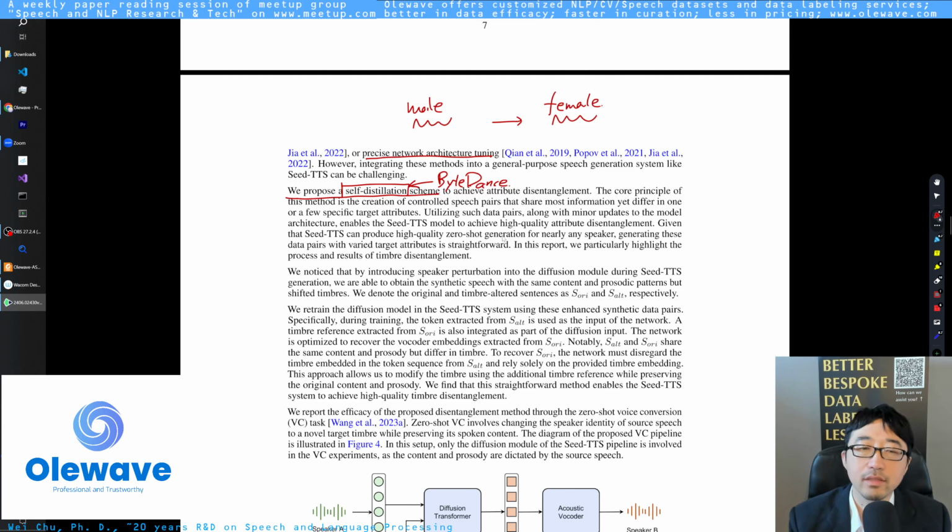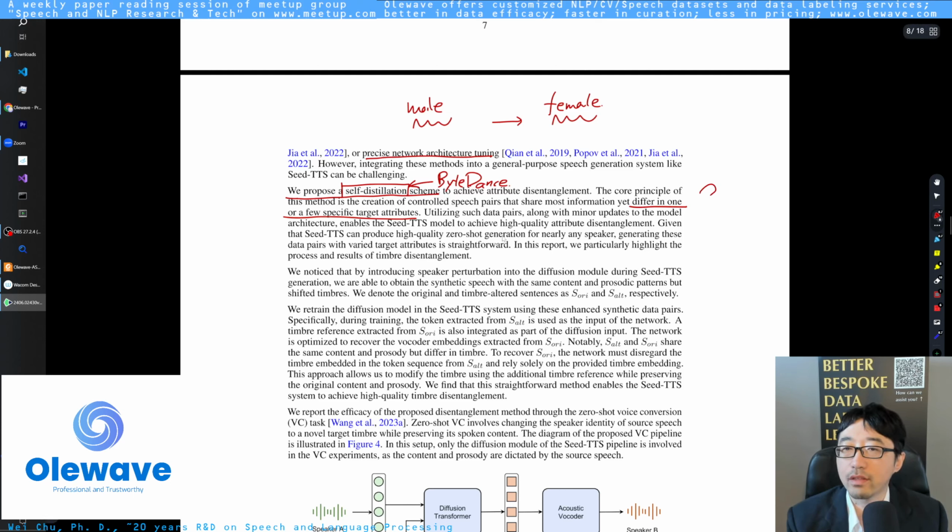But the problem is whether these can have the same features they talk about. This is very important: differ in one or a few specific target attributes. So when you change the pitch from a male voice to a female voice, does it only change pitch or does it change something else? Because this is a neural network model, it's hard to control. But if you're using a signal processing based method, your generated speech pair won't be natural, right?